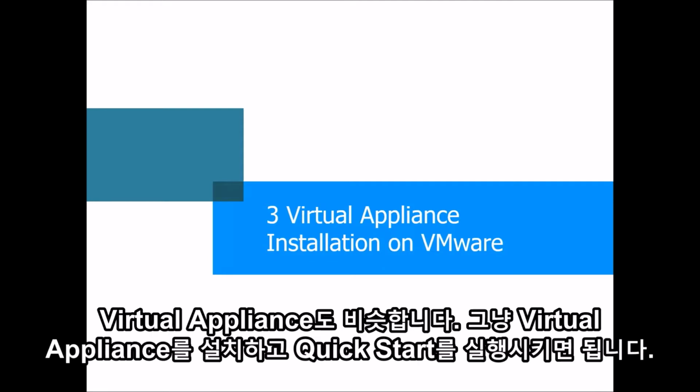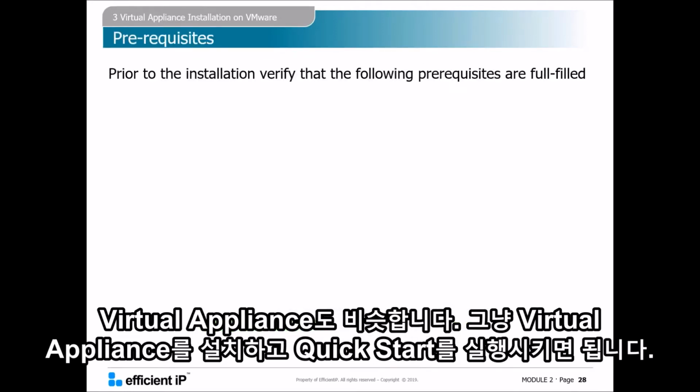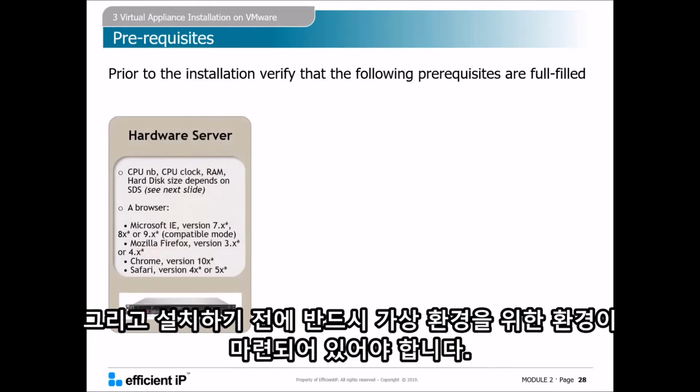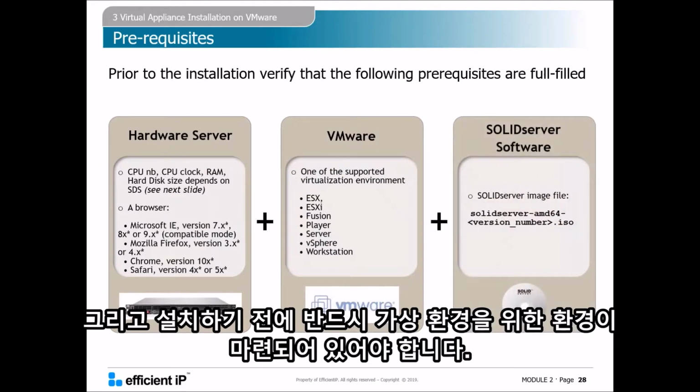Okay, so the virtual appliance is going to be similar, without having to use iRack, right? So you just install the virtual appliance and then execute the quick start procedure. So it's basically the same way. Make sure before you install, you have the supported virtualization environment, right?